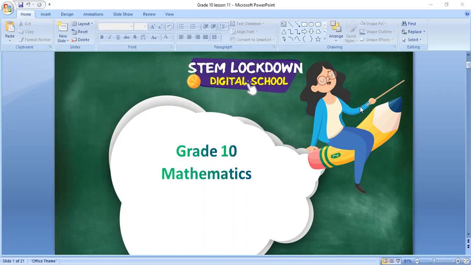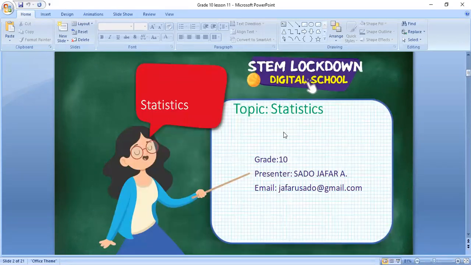So today we'll be looking at the measures of central tendency. Before I continue, my name is Sado Jafaru, and measures of central tendency is what we'll be looking at this afternoon in our statistics class.